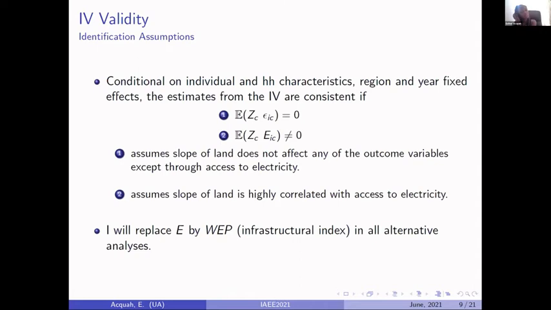The standard errors here are clustered unobserved errors at the individual level. The identification simply is that conditional on individual and household characteristics, regional and year fixed effects, the estimates from the IV are consistent if the conventional use of an IV is applied. So point one here assumes that the slope of land does not affect any of my outcome variables except through access to electricity. And point two here assumes that the slope of land is sufficiently correlated with access to electricity. In all the analysis, as I stated before, I will replace the E by the infrastructure index, which I construct using principal component, as an alternative treatment.